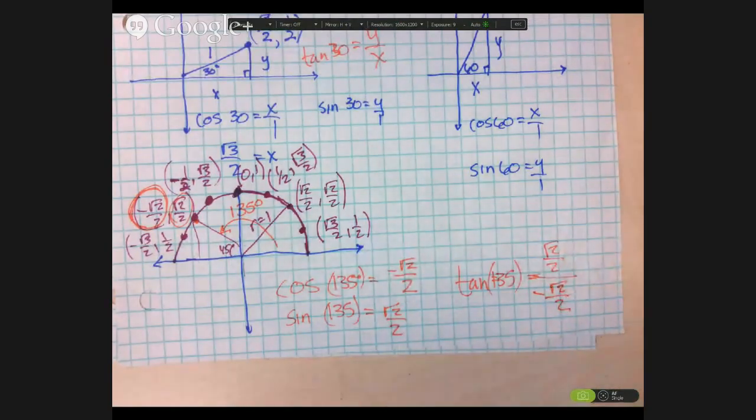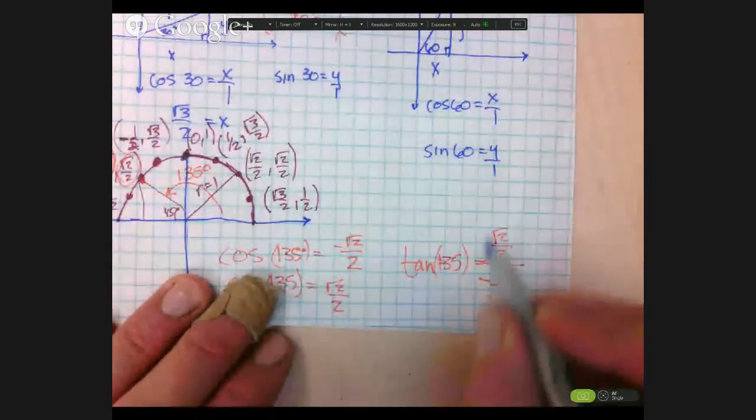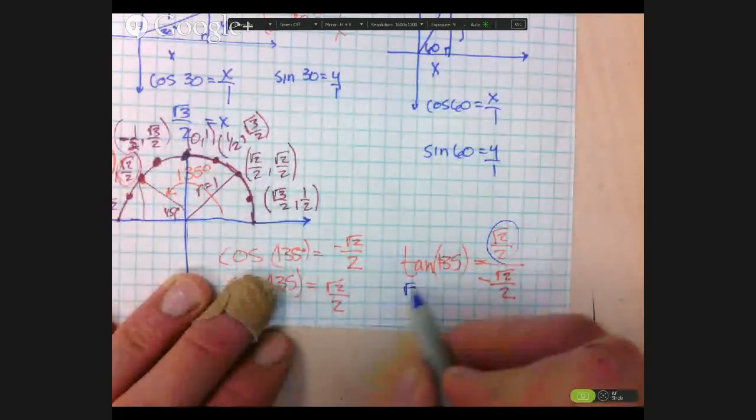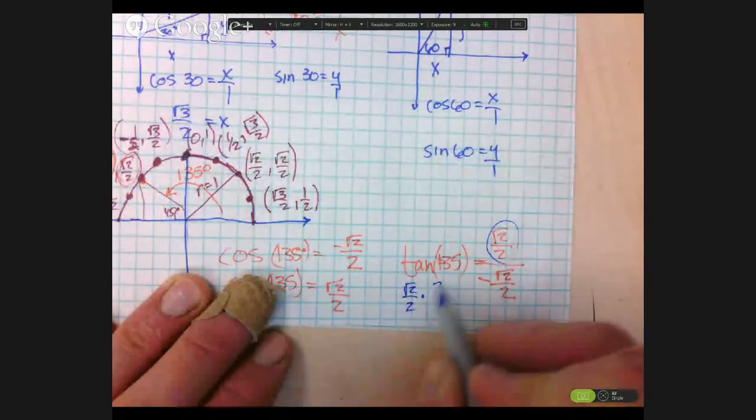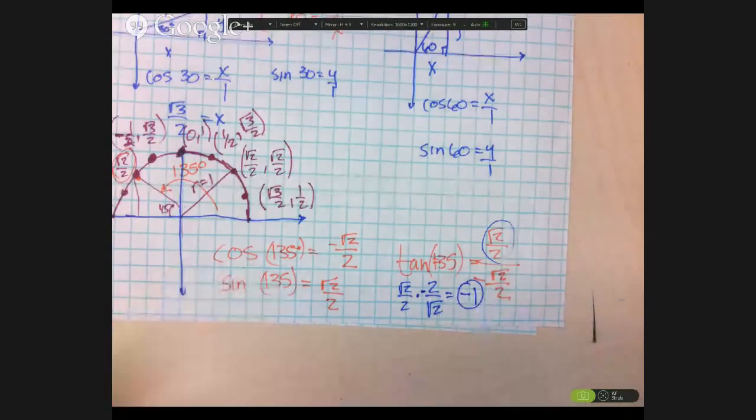Do you remember how to do fraction division? Okay, copy, dot, flip. And what do we get? You multiply them. Goodness me, folks. I feel like I'm an elementary school teacher sometimes.